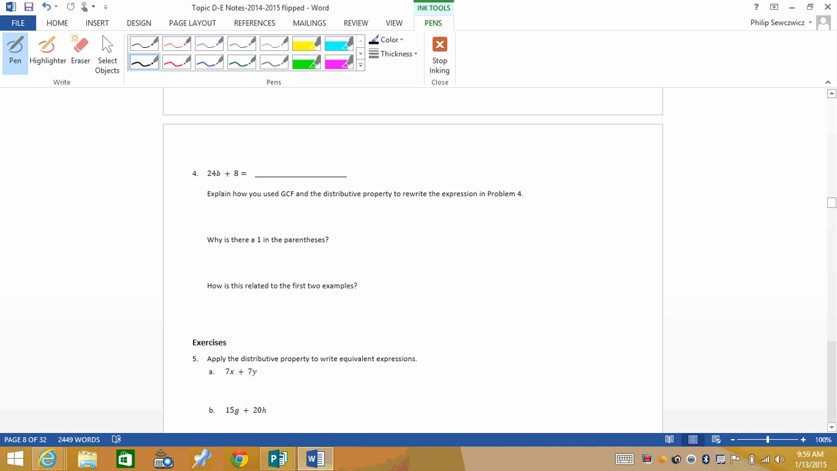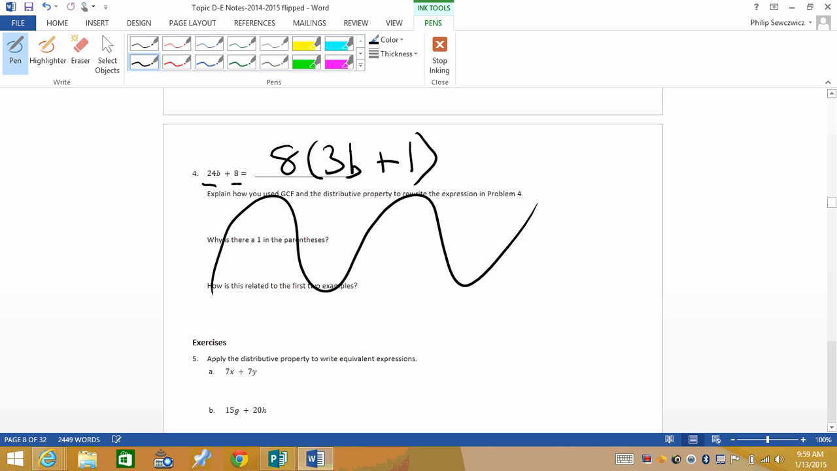So let's jump on to the next one. Greatest common factor between 24 and 8. You should be saying, yep, 8. So we put our 8 down, open up our parentheses. 8 times what is 24b? So 8 times 3b, because 8 times 3 is 24, plus, and then 8 times what is 8? Well, 8 times 1. So there we go.